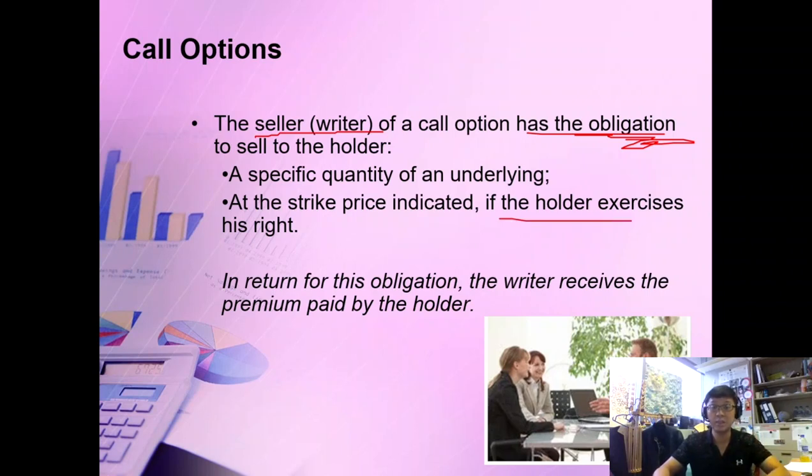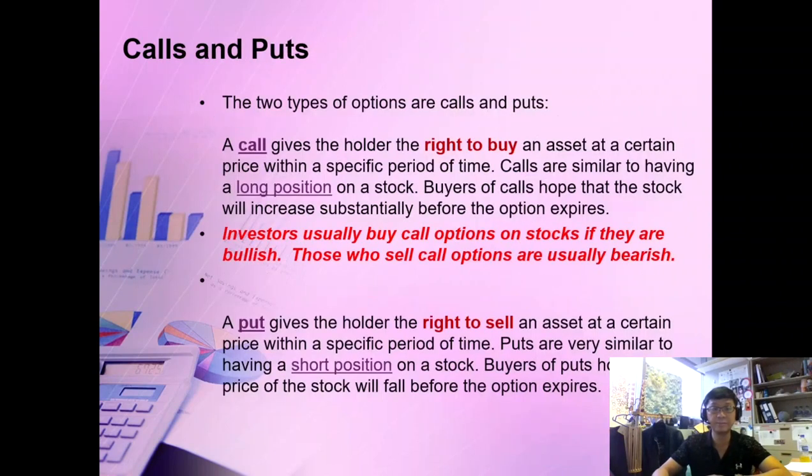The holder has the right to exercise, and when the holder exercises the right, the seller is obliged to sell at that price. In return for this obligation, the writer receives the premium paid by the holder first. They can hold on to the premium.